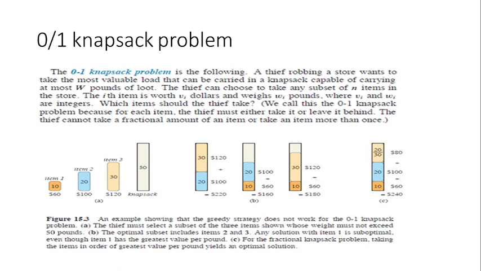So this problem statement is important. The thief can either pick the gold item or leave it. That is what the 0-1 knapsack problem is. If he doesn't pick, it is 0. If he picks, it is 1. He cannot break the item. That's why it is called 0 and 1. He has to take the full item. If there are 3 items, either he picks item 1, and then item 2 or item 3 if there is a chance, depending on the capacity of the knapsack bag.